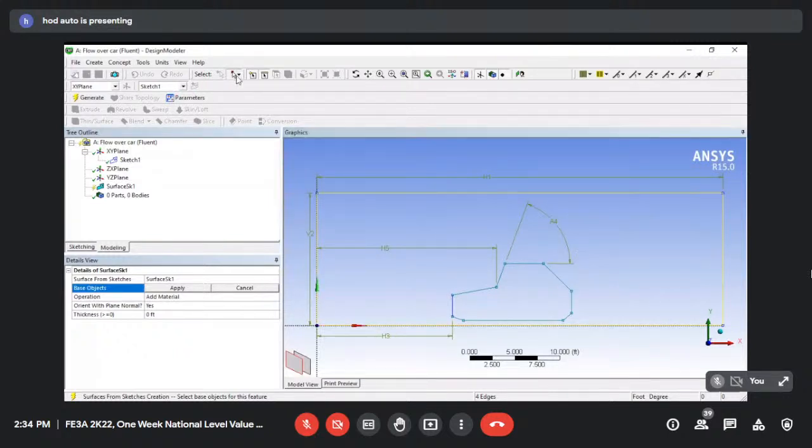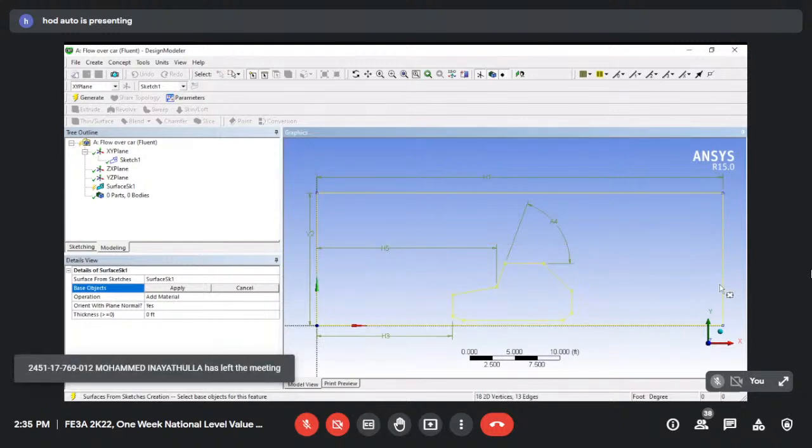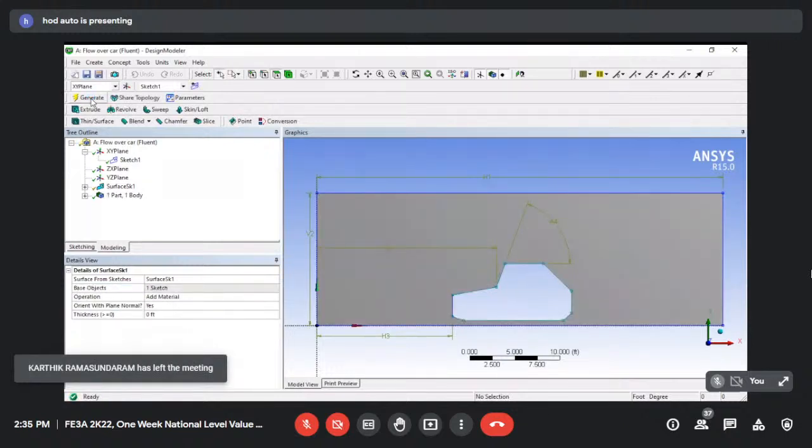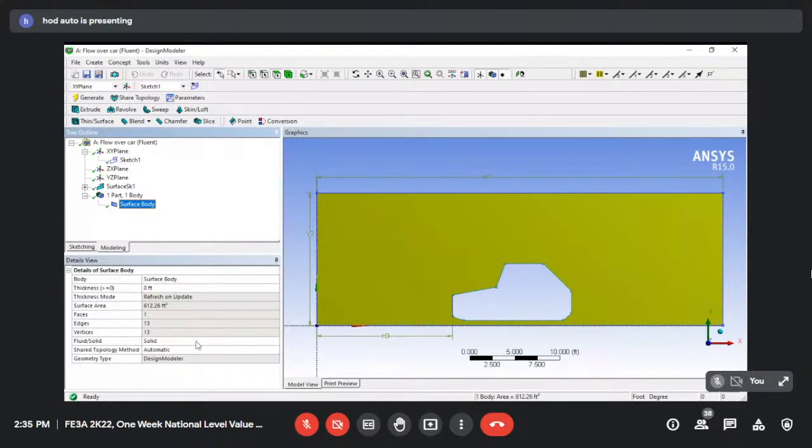And then I will also select this. I'll select all this. Then say generate. It has generated. Now this domain, if you observe, is saying solid. It should not be solid. If you do solid, gone. It has to be fluid. Now I have a tunnel.